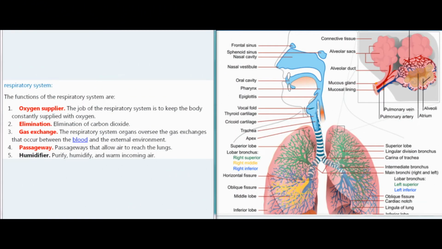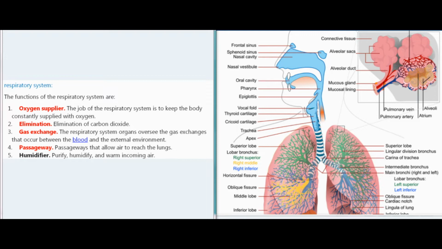Respiratory system. The functions of the respiratory system are: oxygen supplier. The job of the respiratory system is to keep the body constantly supplied with oxygen. Elimination of carbon dioxide. Gas exchange. The respiratory system organs oversee the gas exchanges that occur between the blood and the external environment.